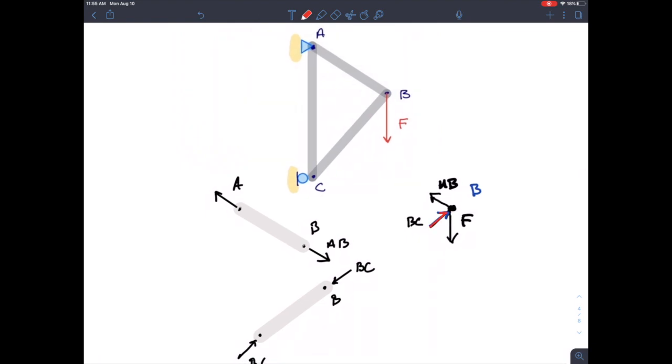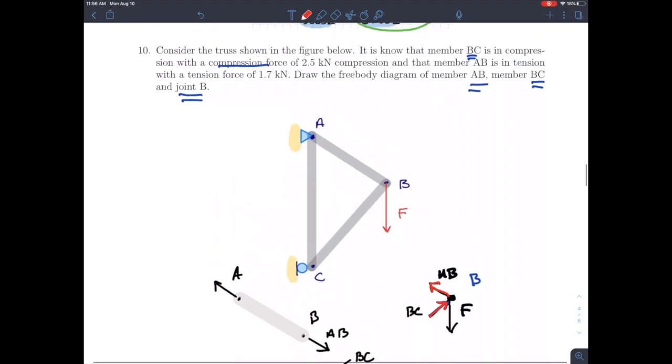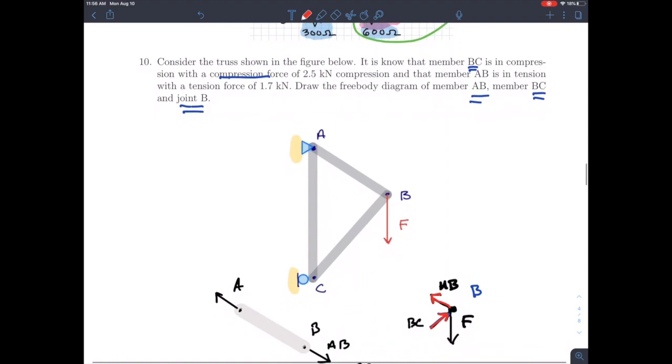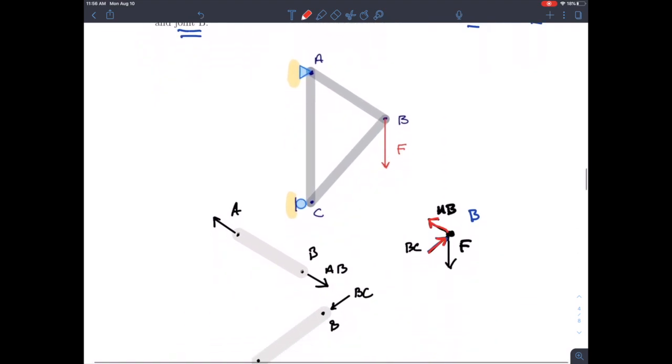This is drawn into the joint, so that means it's in compression. This drawing coming out of the joint means that I'm drawing that in tension. And so we know that AB is in tension. And then of course there's this force acting down. So that's the free body diagram for the joint B.